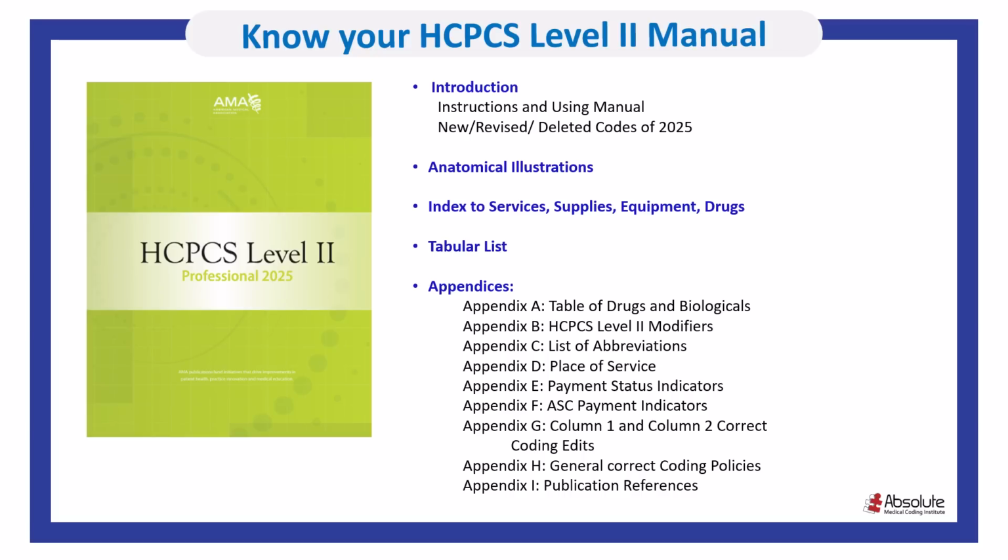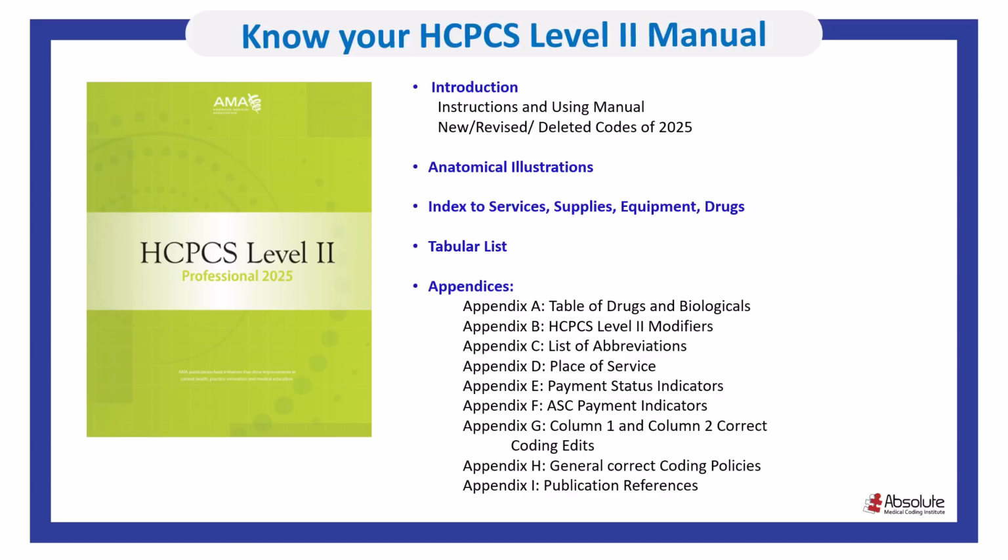Appendix G, column 1 and column 2 for correct coding edits. You don't review these when you are coding for professional for those exams, but you'll need to know it in the real world. So if you're taking your CCS-P, we do review column 1 and column 2. If you're taking your CCS, we definitely do. All right, Appendix H, your general coding guide, your general correct coding policies, and Appendix I, publication references.